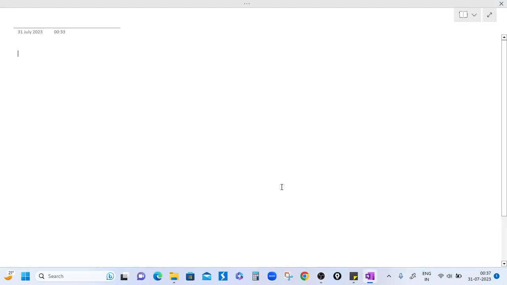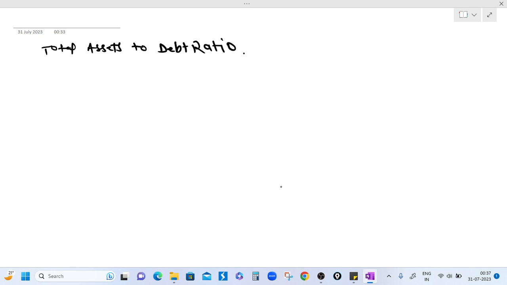Hi everyone. So today we will understand total asset to debt ratios. Okay, total asset to debt ratio. Okay, so this ratio is basically the reciprocal of which ratio?